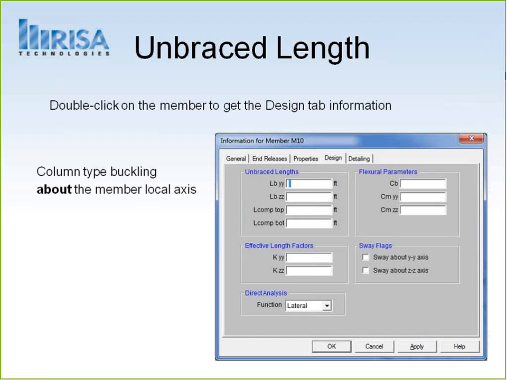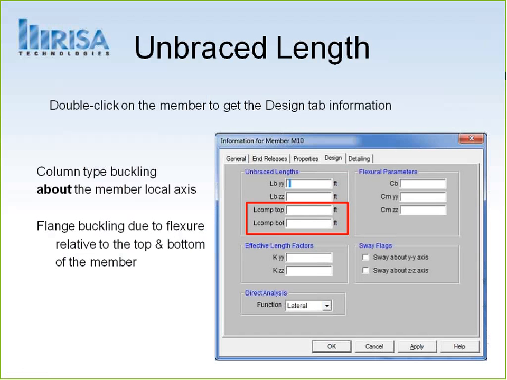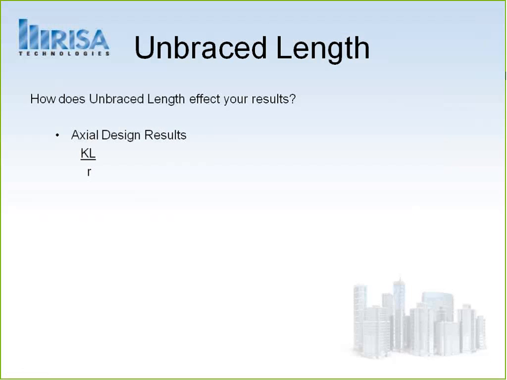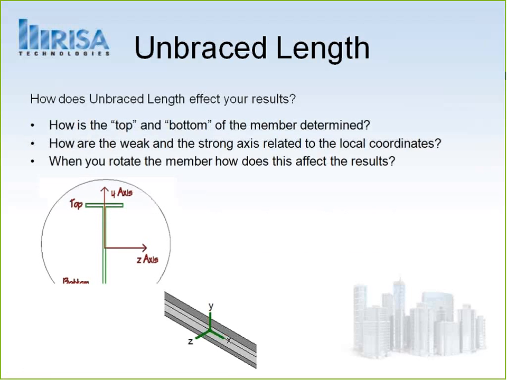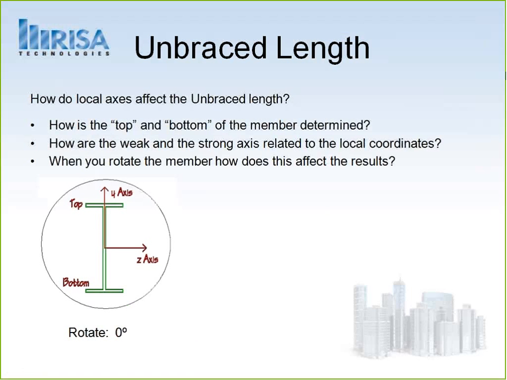The next one you can do is the flange buckling due to flexure relative to the top or the bottom of the member. We call that L-comp top and L-comp bottom. You've got that listed right there. Now the first question I always have, and I think I have a couple slides jumped ahead here I'm going to show you real fast, is what is the top of the member? The top of the member for me is always a question, and that's based on its local axis.